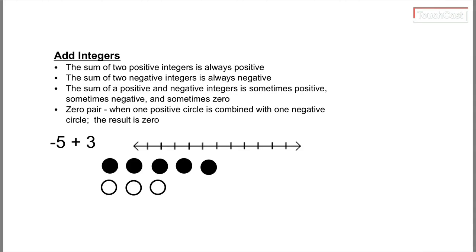Okay, so here we have this negative circle cancels out that positive circle, so that forms a zero pair. Here's another zero pair. Here's another zero pair. We are left with two circles left over. They're both shaded. There are two of them, so the answer is -2.